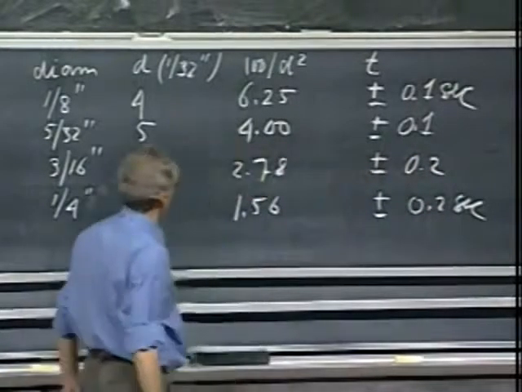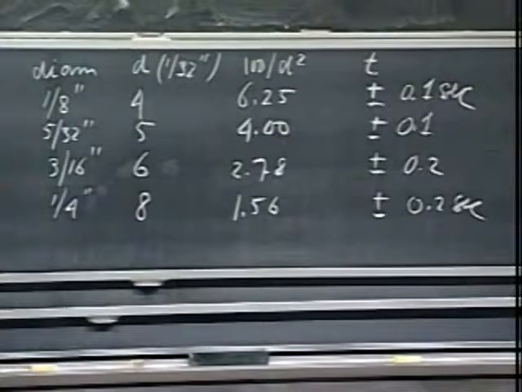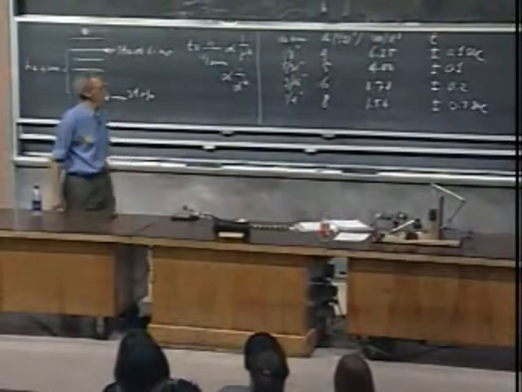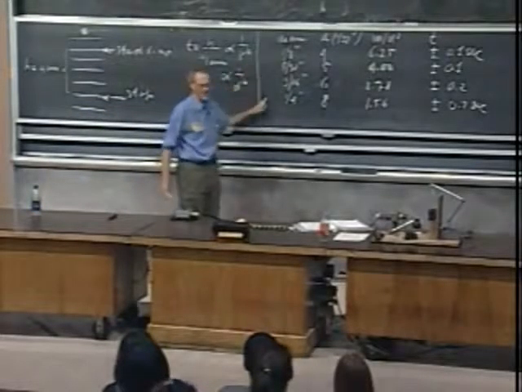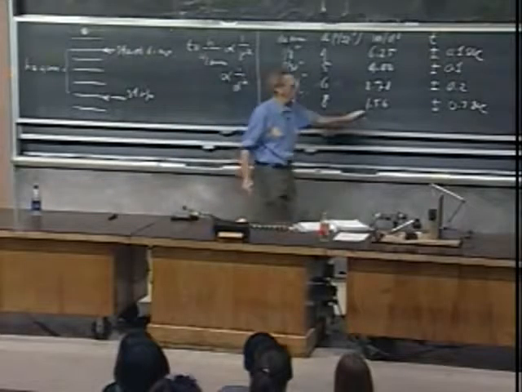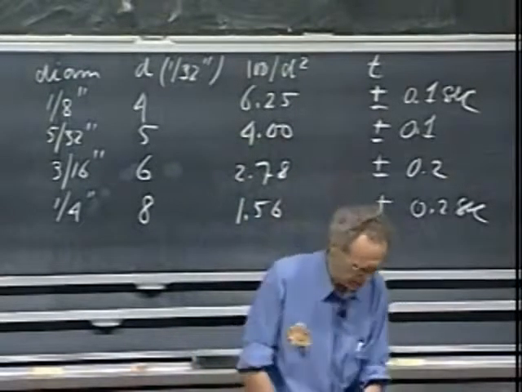You may ask me, why did you give us the error in the diameter, which ultimately of course translates into the error in the mass? The reason is that these are so precise, the way you buy them, that the uncertainty is completely negligible compared to the timing error that I make. So I won't even take that into account.